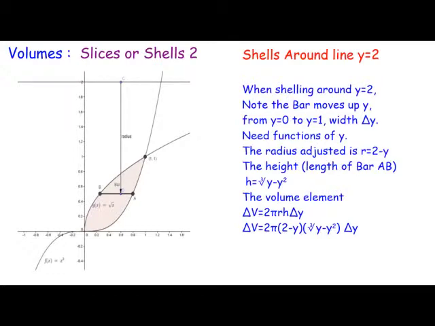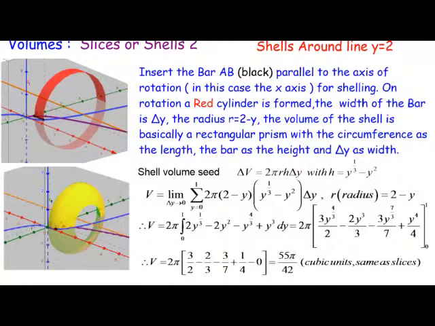So here you can see this is the shell around the line y equals 2. That means now with shells, as you know, the volume element is 2 pi r h delta y in this case, because we are moving the shell up the y-axis. It's around that line y equals 2.